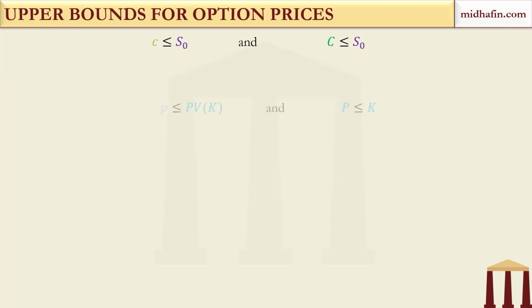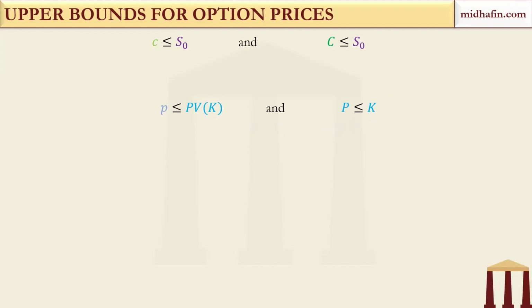Next, for a put option, the upper bound is the present value of K in the case of European style, and in the case of American style, it is simply K. Why K in the case of American? Because it can be exercised at any point of time. So on any day it can be exercised, and on any day K can be realized.